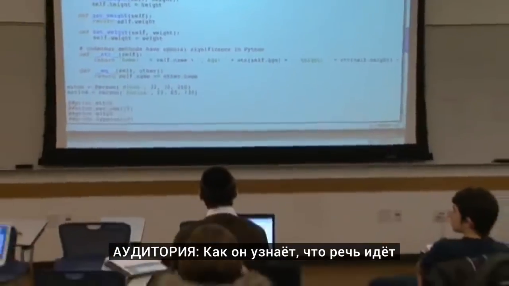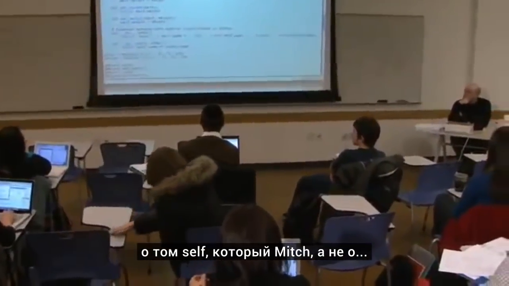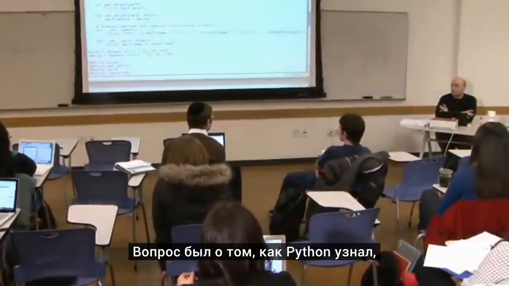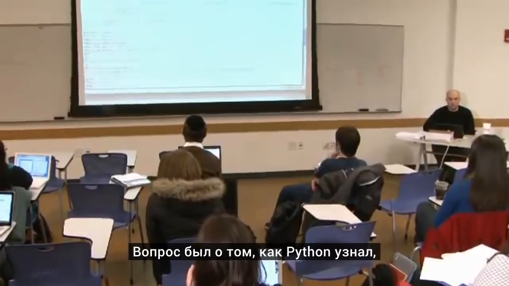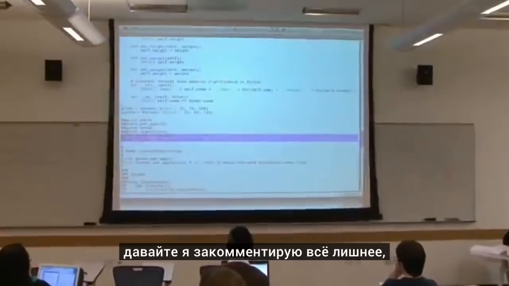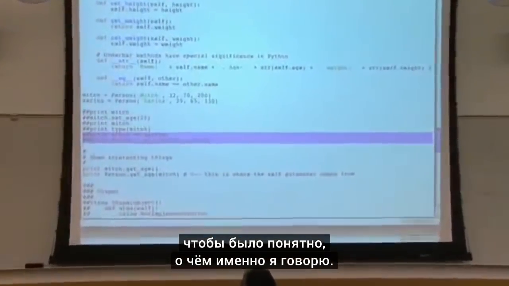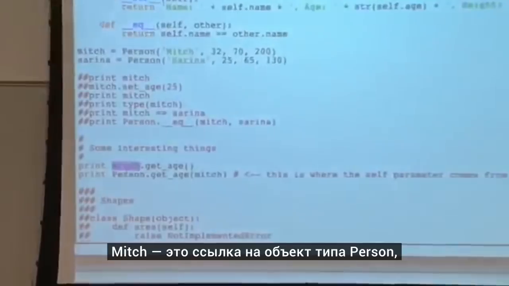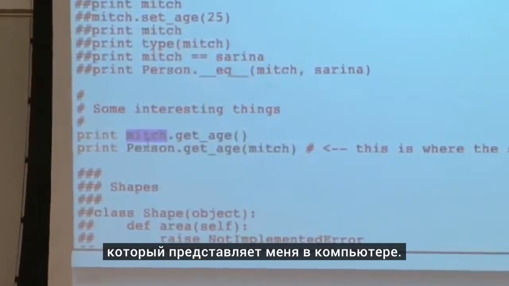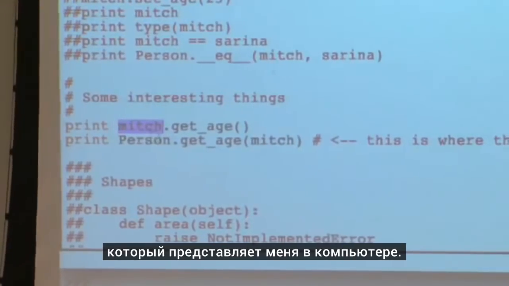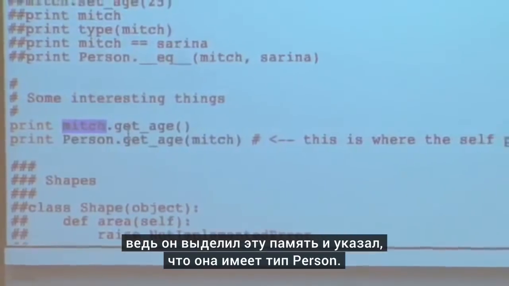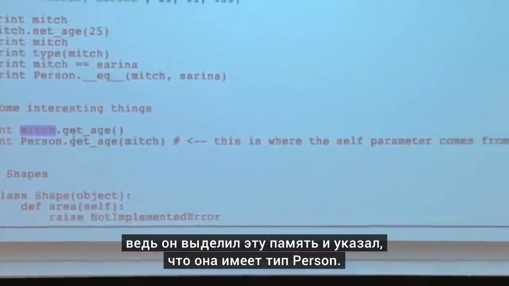So in this case, how did Python know that self was Mitch and not Serena? Yeah. So the question was, how did Python know that the parameter was Mitch? Let me comment this out so we know explicitly what I'm talking about. Mitch is a reference to a person that represents me on a computer, right? Python knows that this object is of type person, because it chunked that memory and made it of type person.